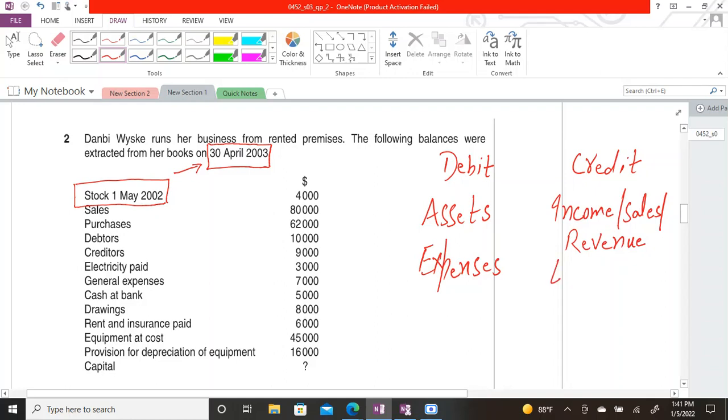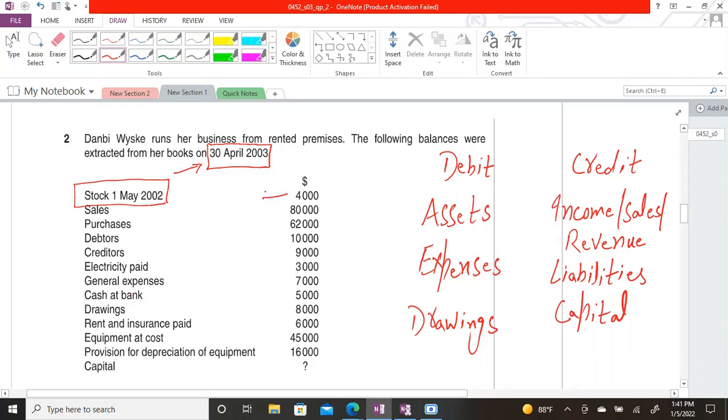Then we have liabilities, current liabilities and long-term liabilities. Capital, the resources invested by the owner into the business. And when the same resources are taken back by the owner, this will be called as drawings. So this is the rule for the trial balance. Now check all your items from the list.